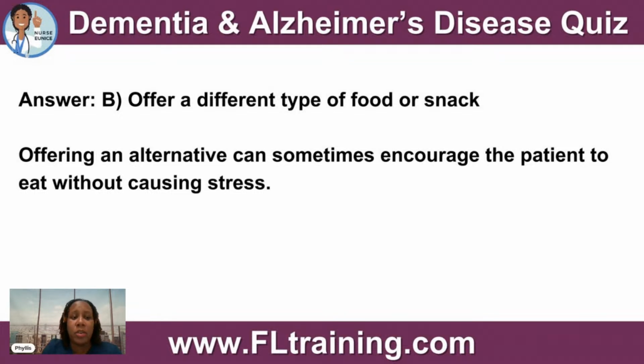If you chose B, you are absolutely correct. Offer a different type of food or a snack. So offer them something different, whatever's in there. Offer to see if they want to eat it. See if that may help them because you don't want to agitate them. So offering an alternative can sometimes encourage the patient to eat without causing stress. And that's something that you don't want to cause with patients with dementia or Alzheimer's. All right, moving right along.